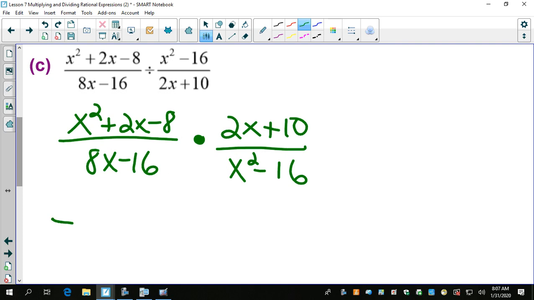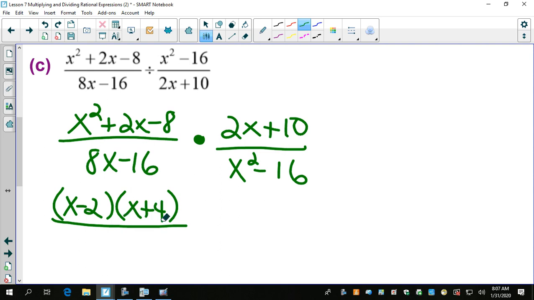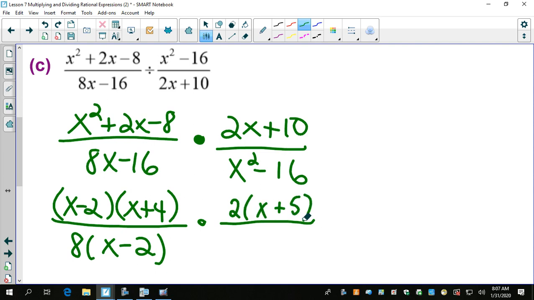So talk to me. How do I factor top left? X minus 2 times x plus 4. Good. How about the bottom? Minus 2, God bless you. What do I factor out here? 2. And then bottom? Good. Now we cancel. Again, if you want to connect it, it's one big fraction.